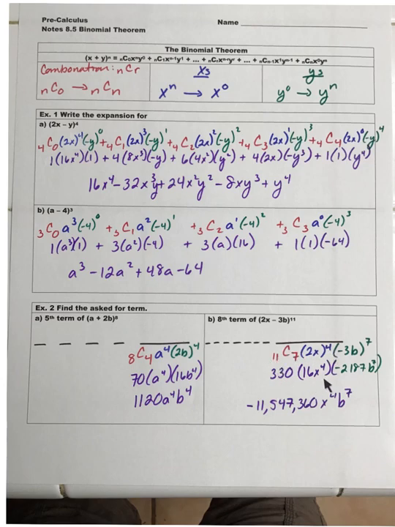This is 16x to the fourth. This is negative 2,187b to the seventh. Still using my calculator, 330 times 16 times negative 2,187 is negative 11,547,360, x to the fourth, b to the seventh. And that finishes up the notes for binomial theorem.